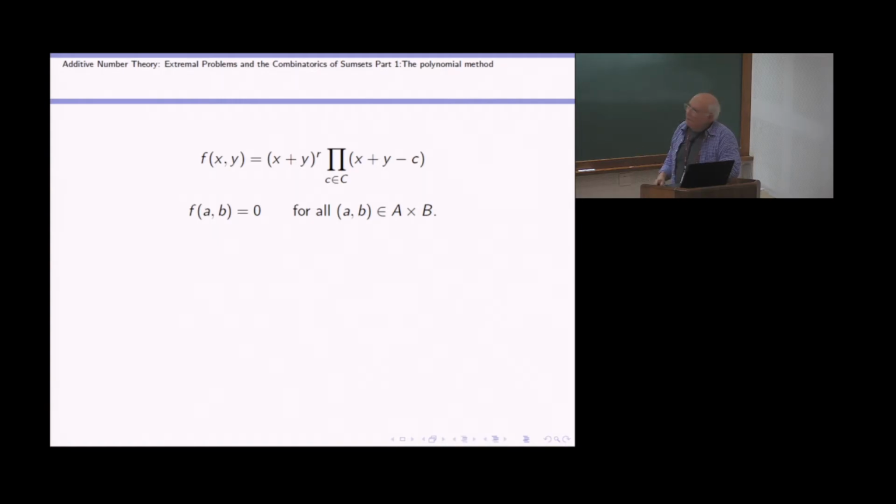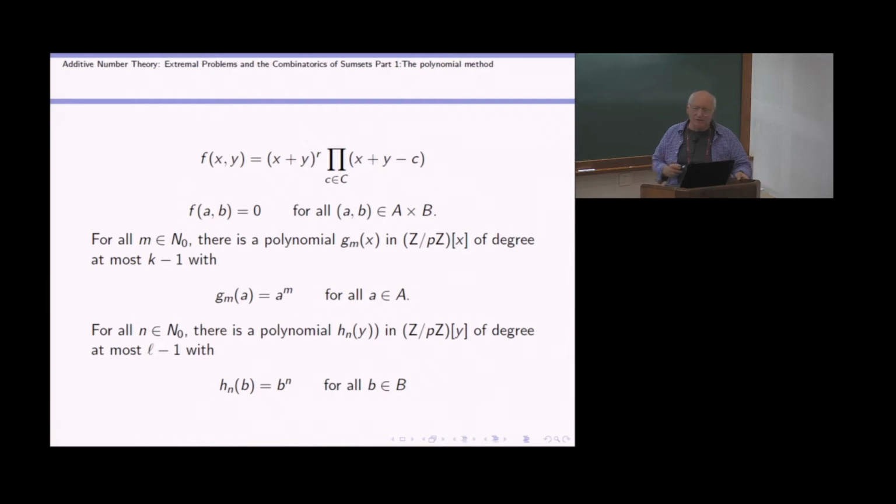Now, of course, I can't use my lemma, this sort of Nullstellensatz-type lemma, because the degree of x in f is not at most k minus 1, and the degree of y in f is not at most L minus 1. So I need to take care of that annoying little thing.